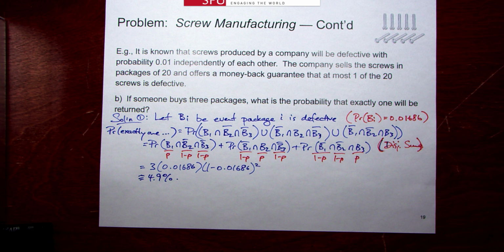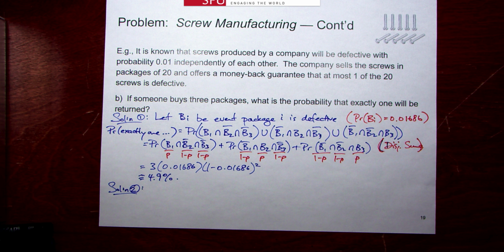So that's the old way of doing things. Okay, the new way. The new way is to use distributions, and we can use a distribution here as well. Okay, so we define a random variable. We say let y be the number of packages returned.